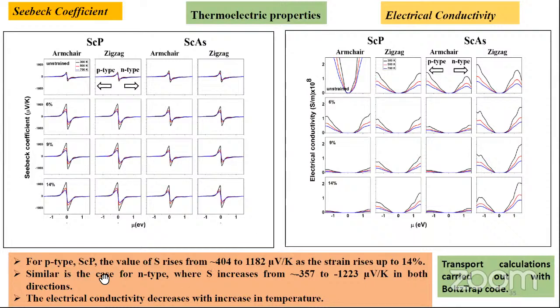So for the p-type scandium phosphide, the value rises from 404 to 1182 as the strain increases up to 14%. And similarly, we found the same in the case of n-type material. So in this case, the electrical conductivity decreases with increase in the temperature.